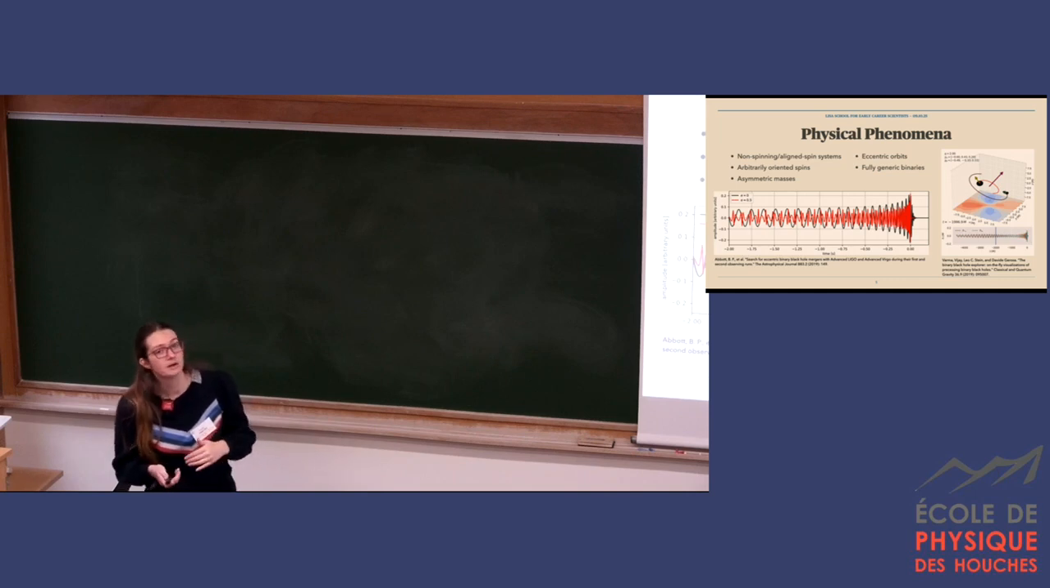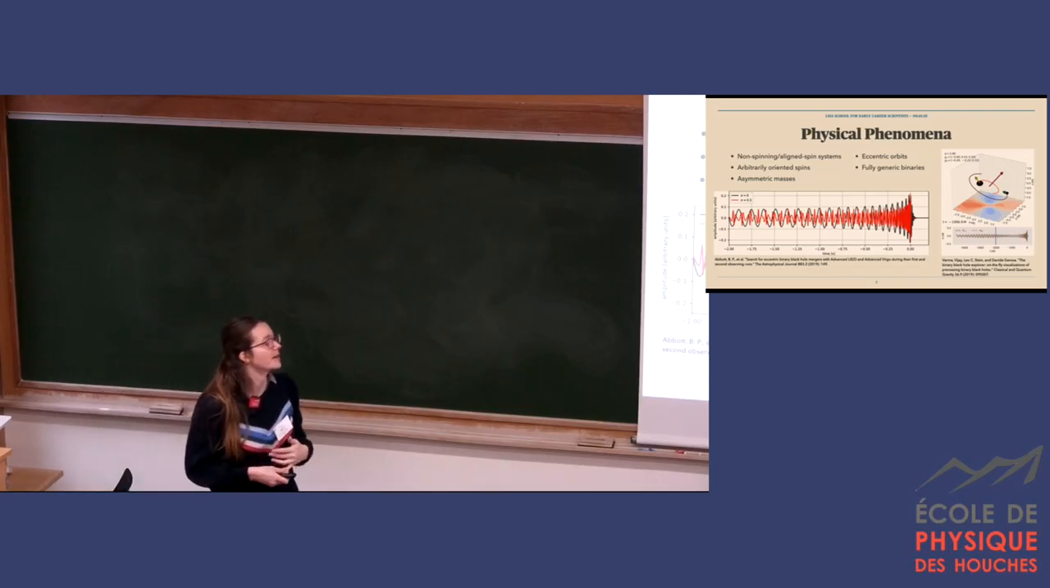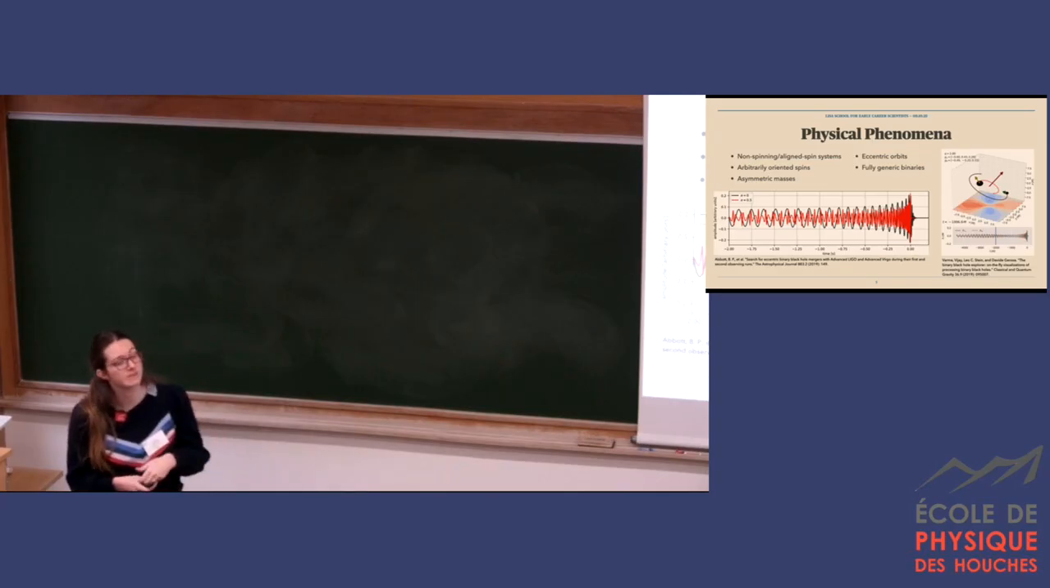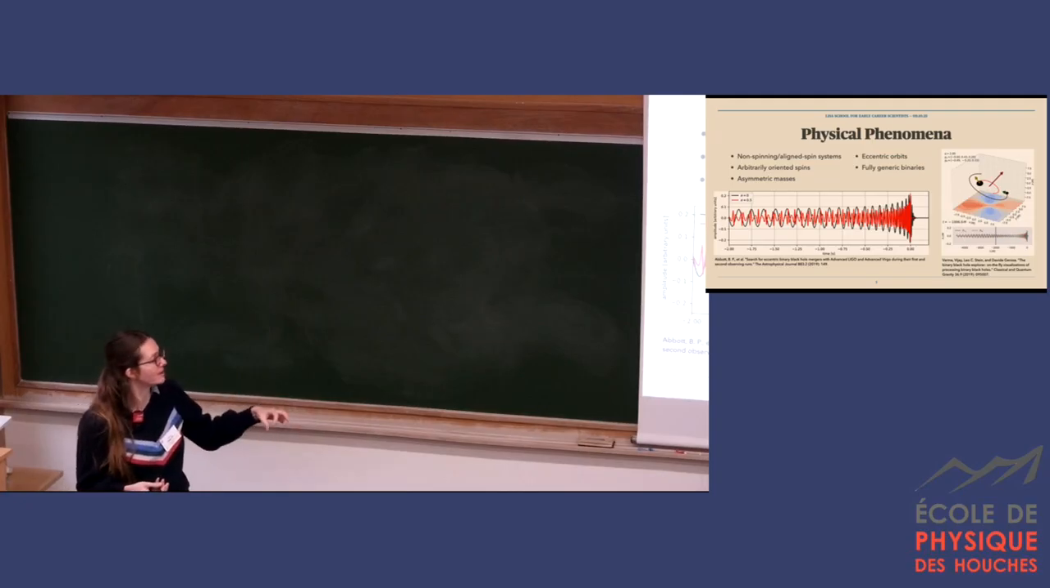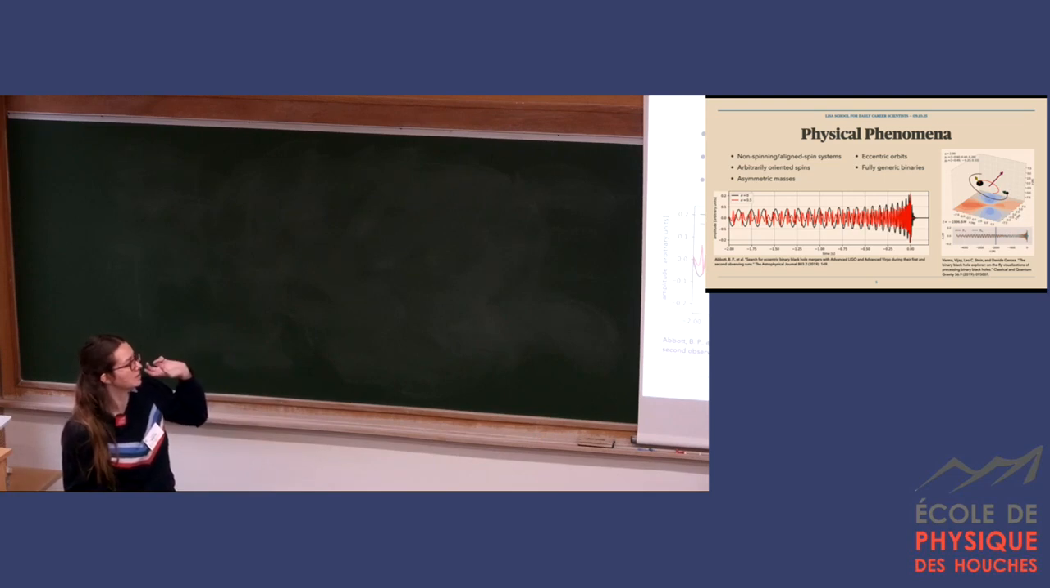Okay, so when we are building up these models, we have to capture a whole range of physical phenomena. We have to be able to describe correctly systems that are non-spinning and aligned spin, and all our models need to be able to reduce correctly to that limit. We have to be able to describe systems with arbitrarily oriented spins, systems with asymmetric masses, systems on eccentric orbits, and eventually we have to be able to pull all of these components together and build models that are for fully generic binaries. And each of these different individual phenomena leave their own imprint on the waveform.